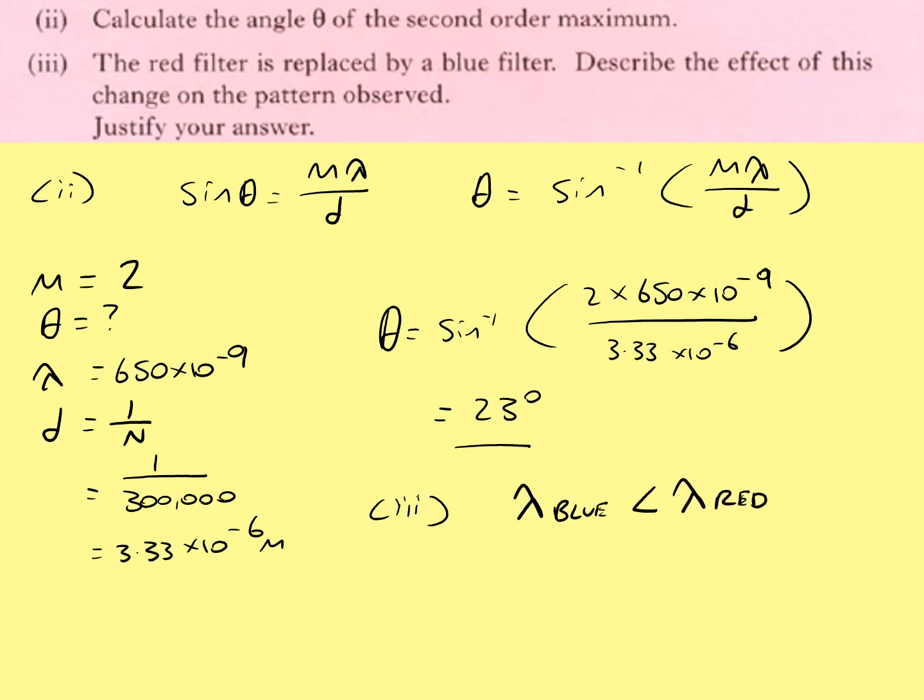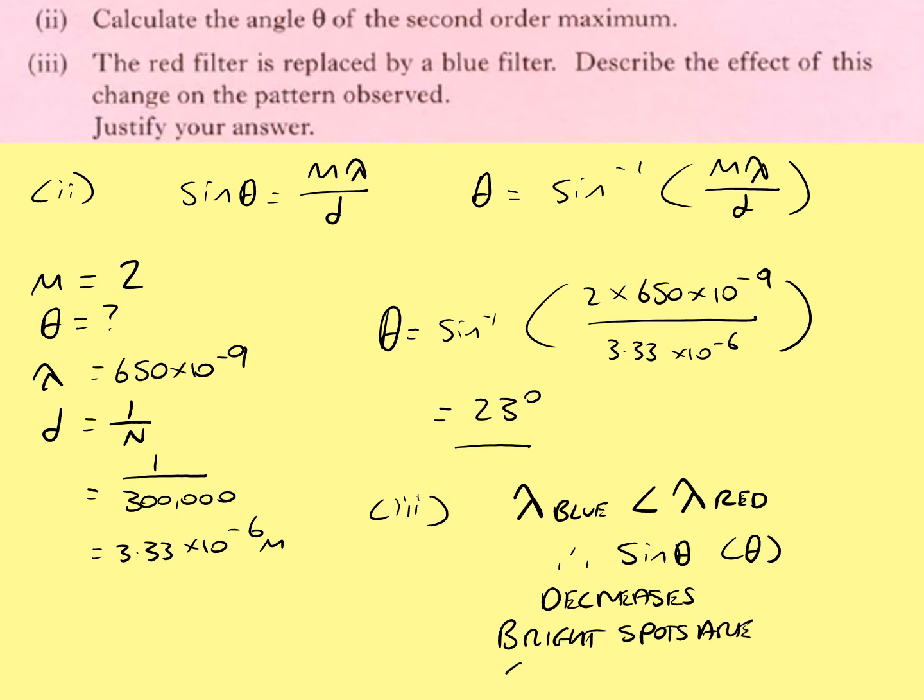We can see from our equation sine theta equals m lambda over d that if the wavelength decreases, sine theta decreases. Sine theta decreases, and that's of course theta decreases. And so in terms of the pattern, we see that the pattern moves closer together. So the bright spots are closer together.